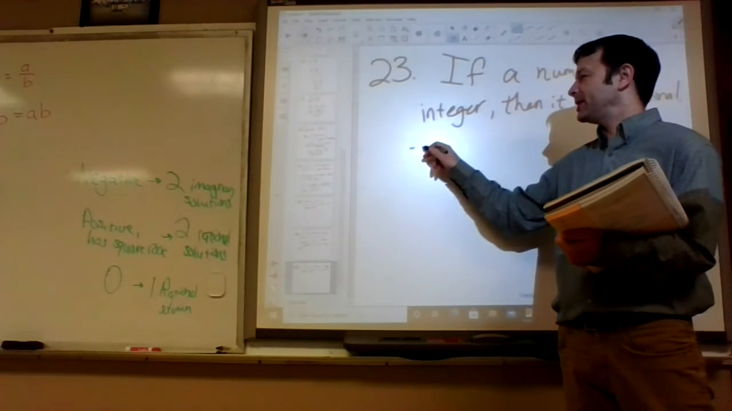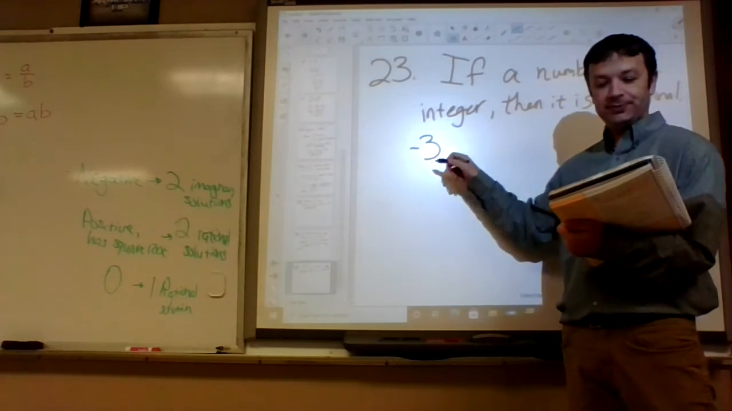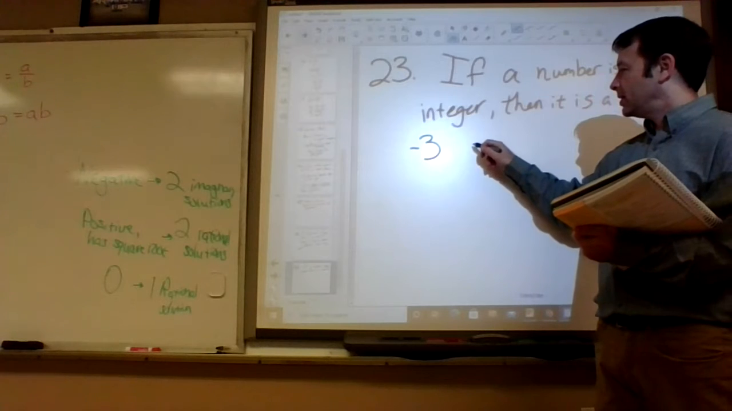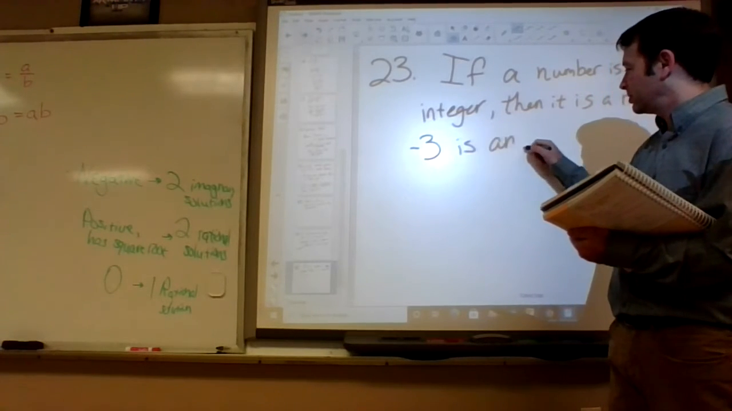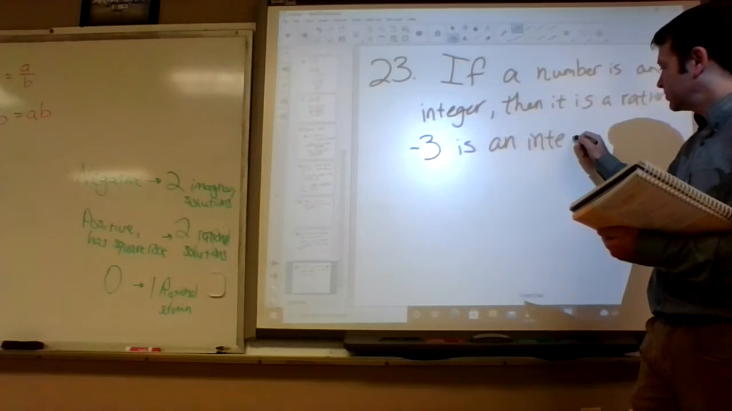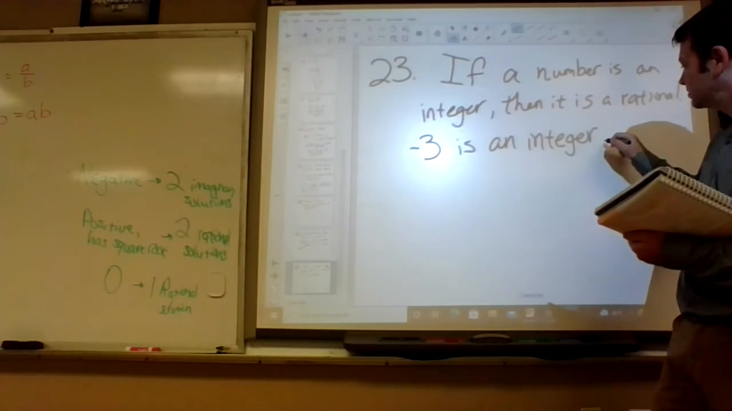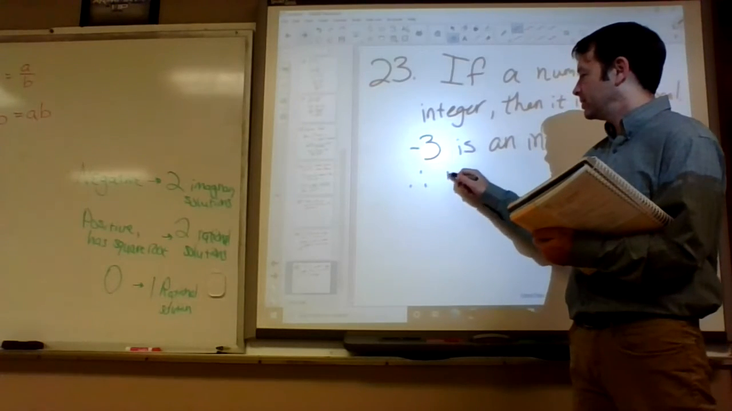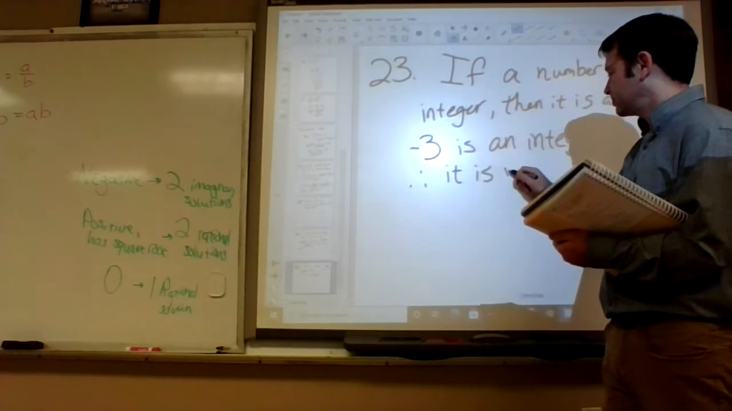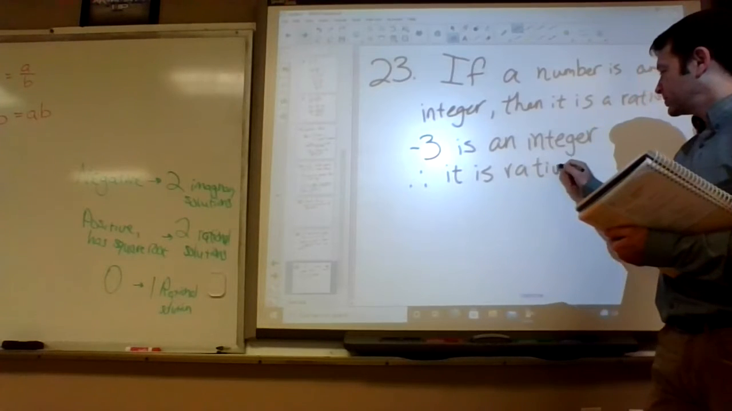Okay, what can we say about -3 on this one? -3 is an integer, so it's rational. I'll use the therefore again. Therefore, it is rational.